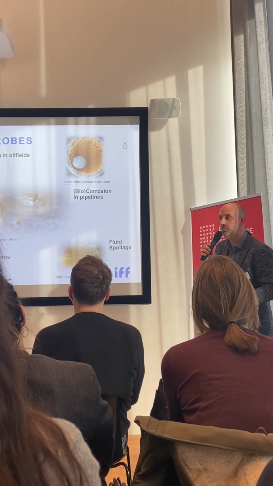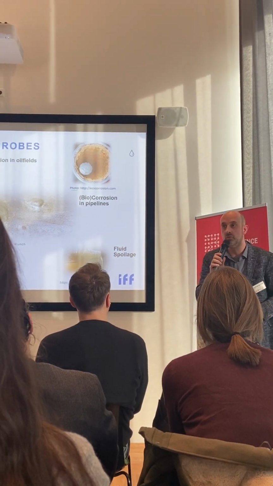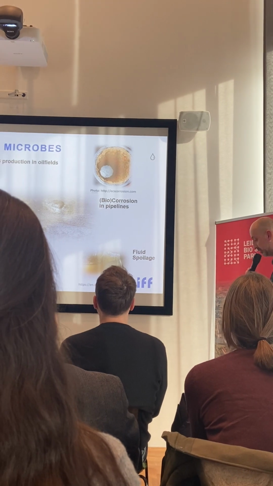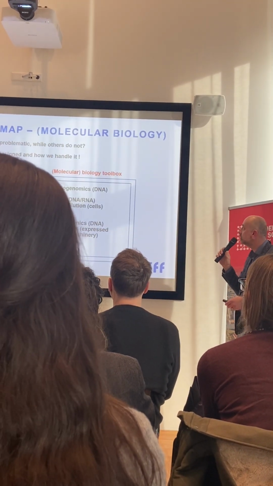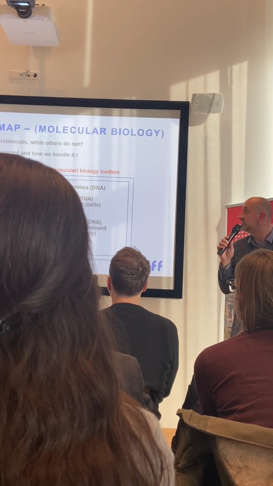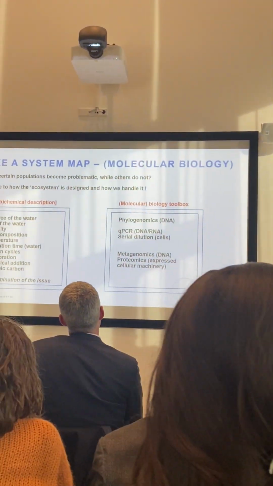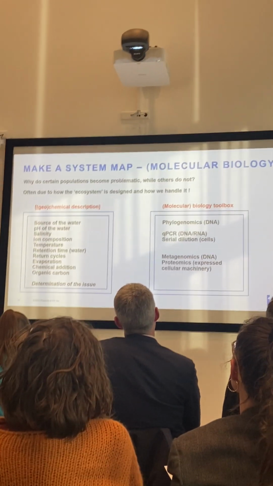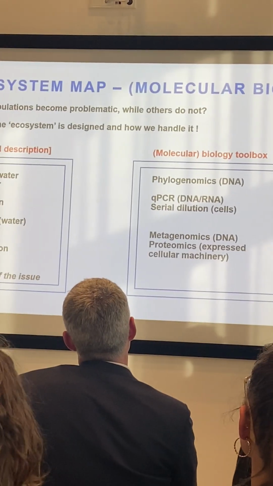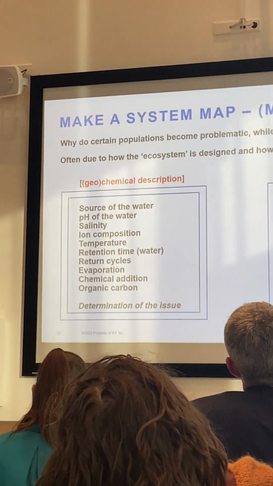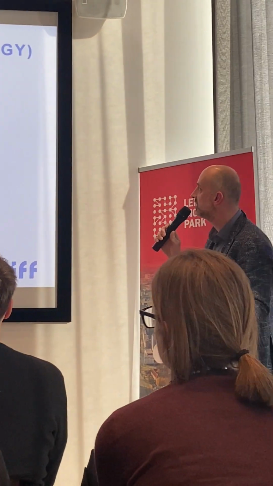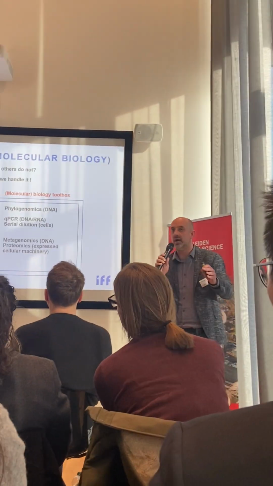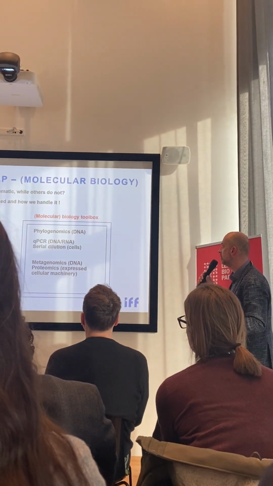This is a huge issue because you have to take your cooling tower out of operation, and this is enforced by law in many European countries. So what can you now do? One thing is you can make a system map, and you can use molecular biology to do this. It will allow you in these systems to determine why certain populations become problematic and cause an issue while others do not. And often this is due to how the ecosystem has been designed and how we handle it.